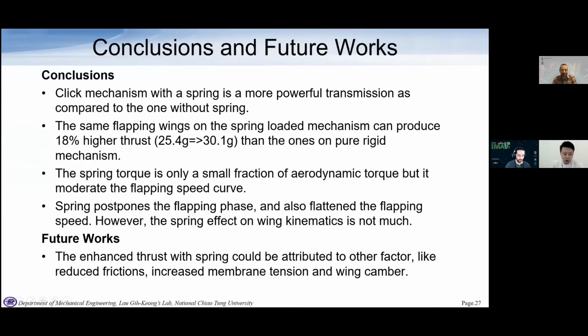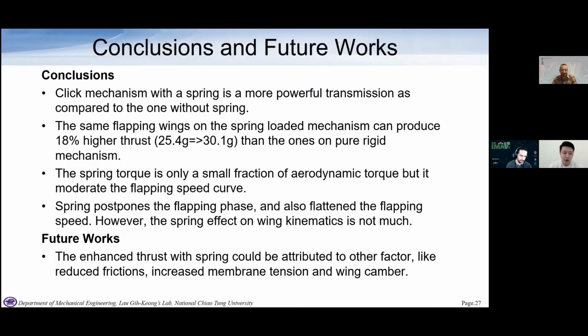And finally, we come to the conclusion. First, the click mechanism with a spring is a more powerful transmission compared to the one without a spring. The same flapping wings on the spring loaded mechanism produced 80% higher thrust than the one on a pure rigid mechanism, which is the revolute joint one. And the spring torque is only a small fraction of aerodynamic torque, but it moderates the flapping speed curve. And the spring postpones the flapping phase and also flattens the flapping speed.